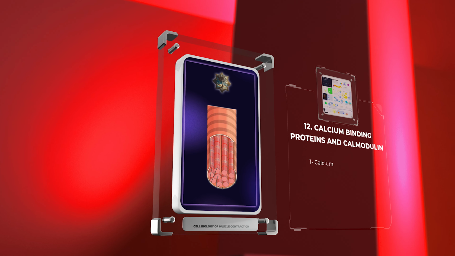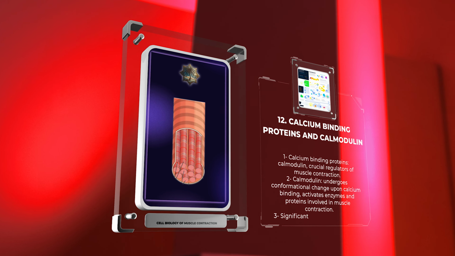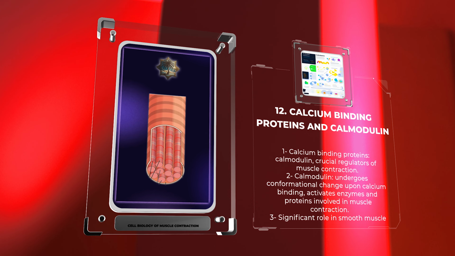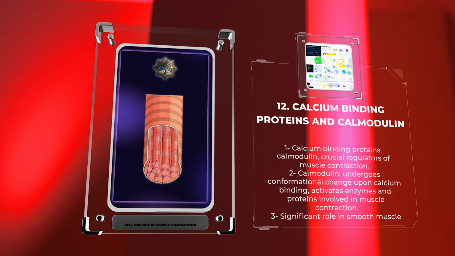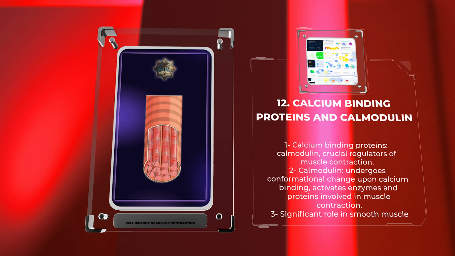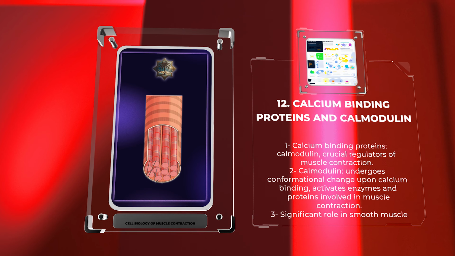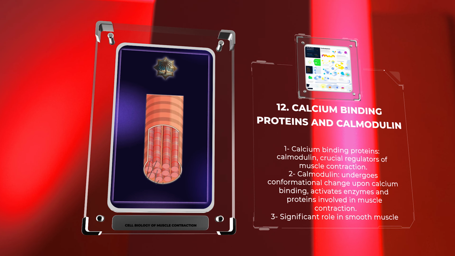Apart from troponin, calcium-binding proteins, including calmodulin, are crucial regulators of muscle contraction. Calmodulin binds calcium and undergoes a conformational change, leading to the activation of various enzymes and proteins involved in muscle contraction. Its role is particularly significant in smooth muscle cells.